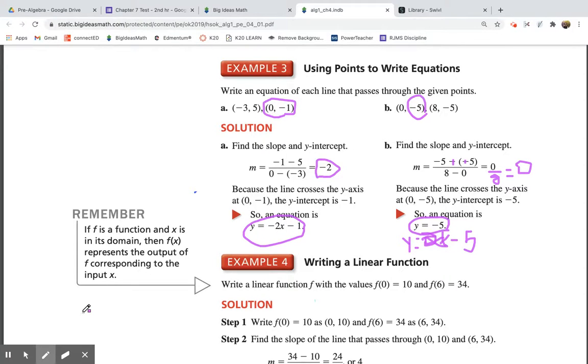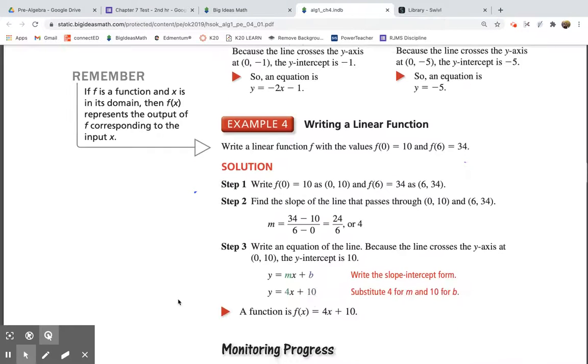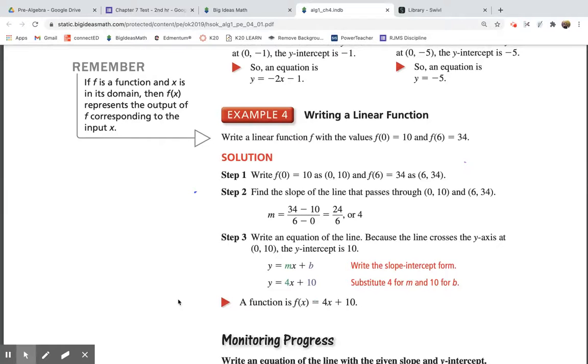Okay, we're going to look at, I believe, example 4. I can't remember if this chapter has 4 or 5. This lesson has 4 or 5 examples. But now we're going to look at writing a linear function instead of an equation. It works the same way.